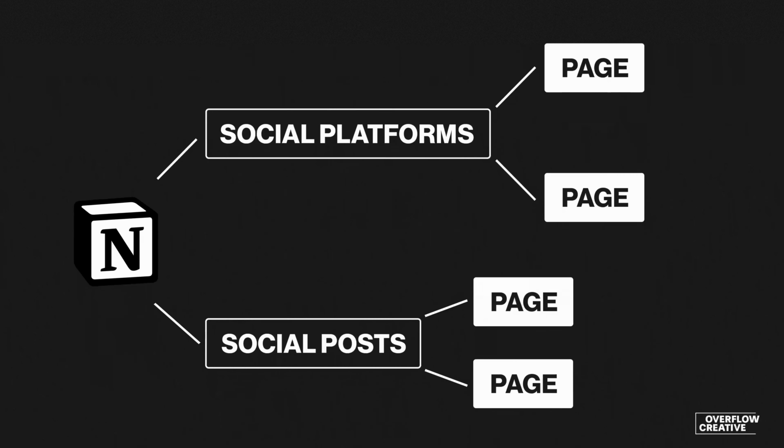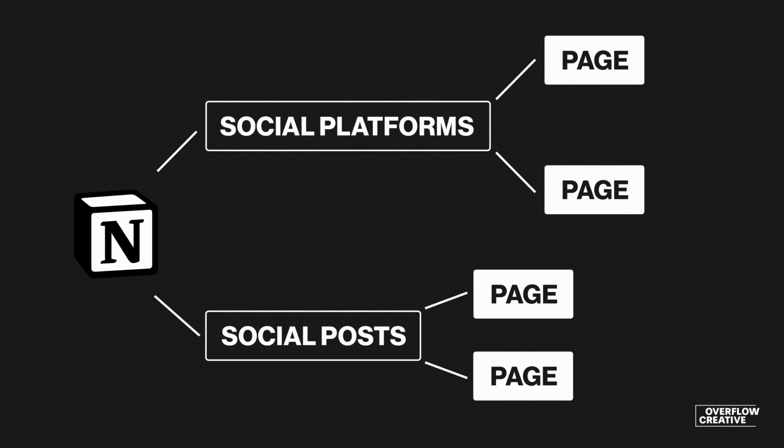So what we're going to do today is build two different databases. One is a database of your social media platforms, and then the other is a database of your social media posts. And then there are some key properties in here that allow us to link those two together and actually connect the posts to the platform that they're going to. That'll make a little more sense later on, but I thought I'd give a good overview of the structure of what we're going to be doing today.